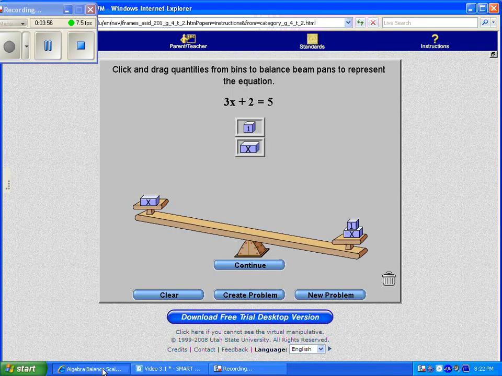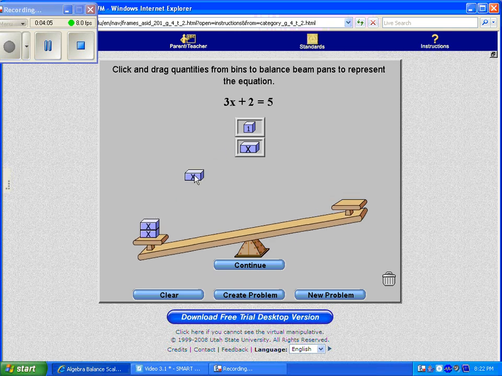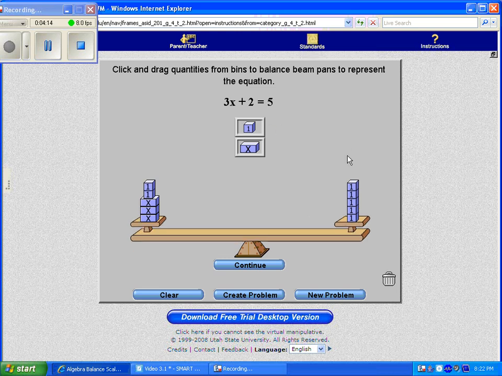So let's go back to our balance scales and let's clear this off. And we see we have this equation, 3x plus 2 is equal to 5. So if I was to model that, I'd have 3 x's on this side and plus 2 1's. And over here I'd have 5 1's, 1, 2, 3, 4, 5. And so what we're trying to do is find out what value can I replace x with and make this a true statement. Now you might be able to solve that even by looking at it, but we want to talk about a procedure. What we want to do is try to get the x all by itself on one side of the balance scale here.